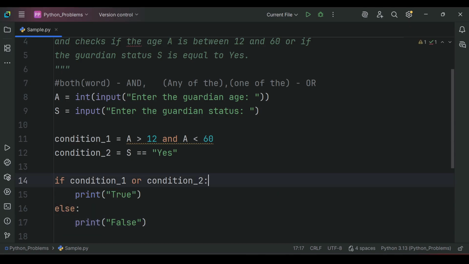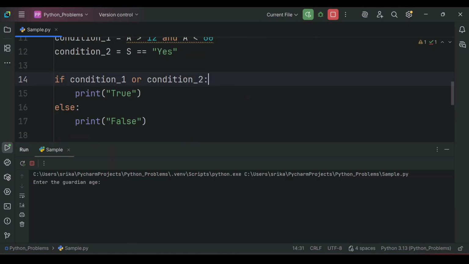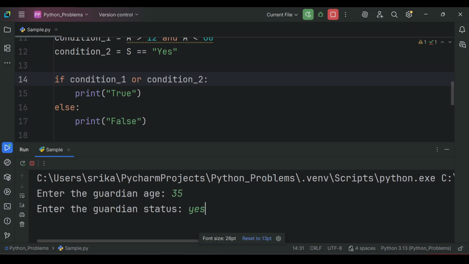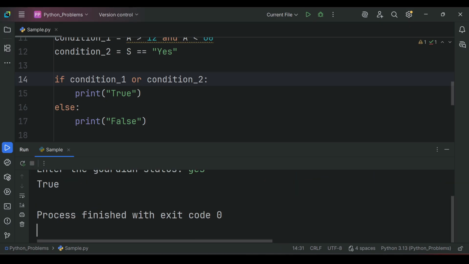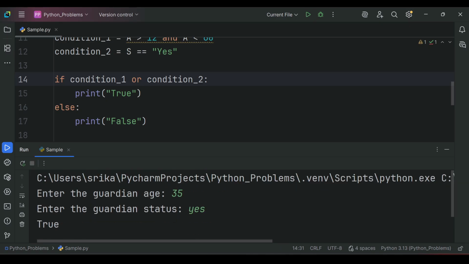Okay, see it. Here age is equal to, in between I am giving 35, and status is equal to yes, I am giving. Now if any one condition is satisfied, the output should be print true, otherwise it will print false. See here, both the conditions are true. That's why the output should be true. I'll check again.